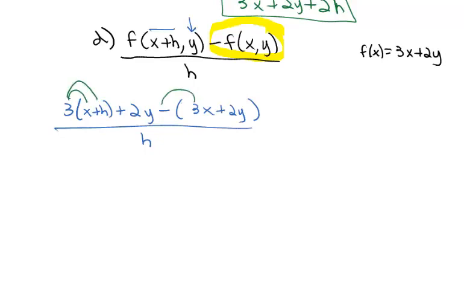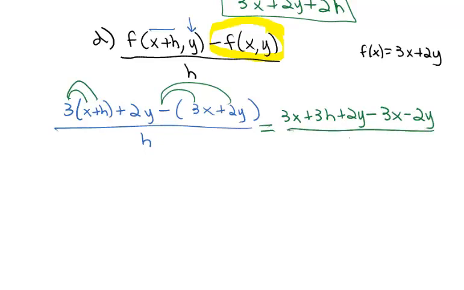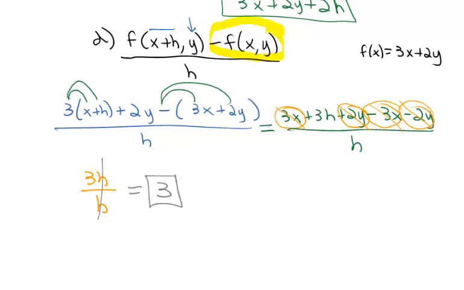We'll distribute the 3 through. We'll also distribute the negative through. Don't forget that negative goes through both terms. So we have 3x plus 3h plus 2y minus 3x minus 2y, distributing the negative, all over h. Combine like terms. 3x minus 3x is 0. 2y minus 2y is 0. So we're just left with 3h over h, which is nice because the h's divide out. And the answer is just 3.